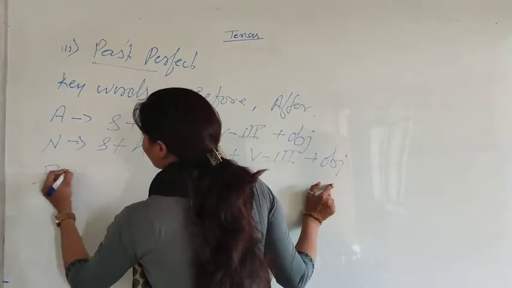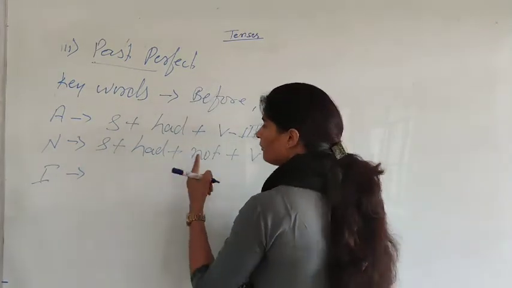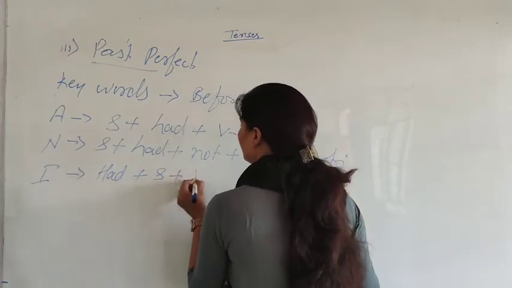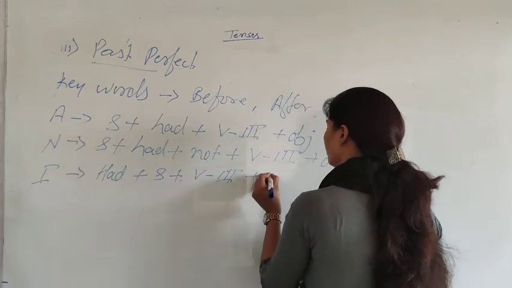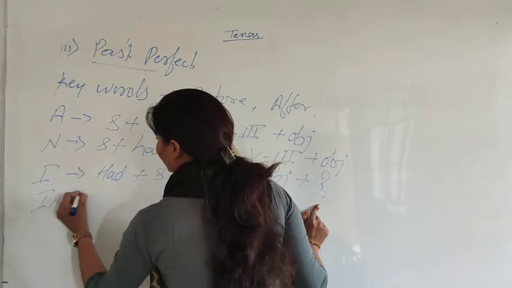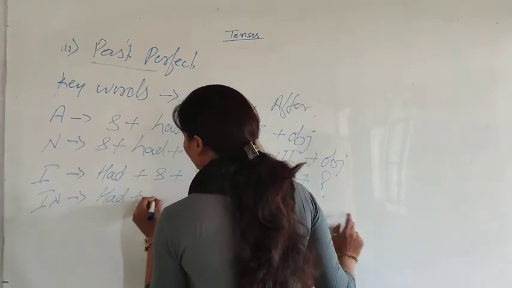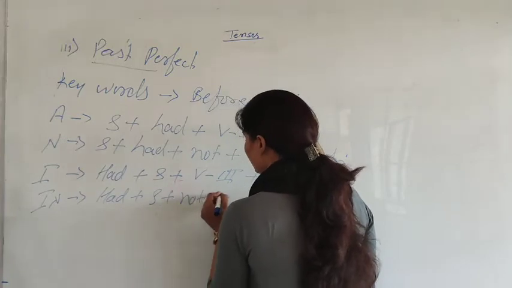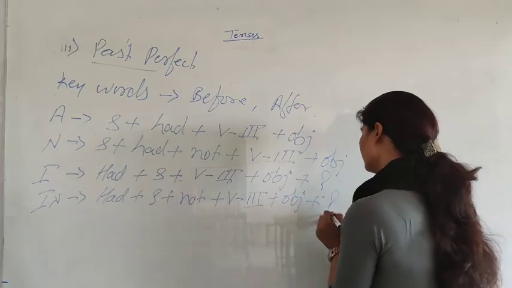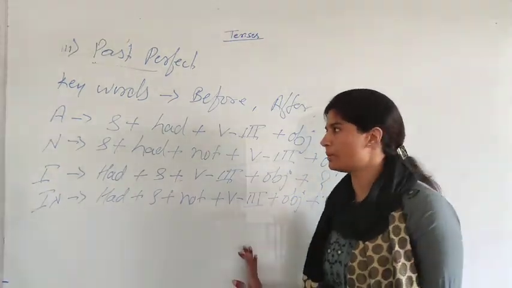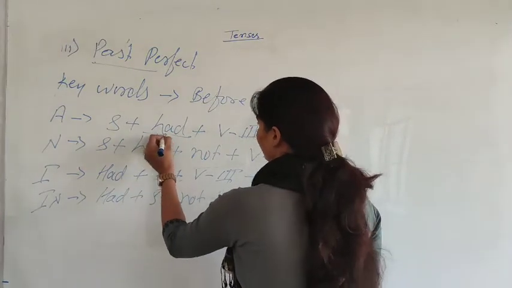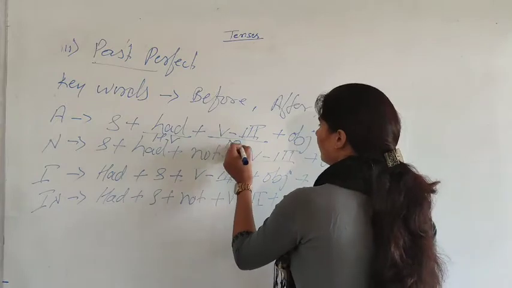Interrogative, in interrogative what we have to do, before the subject we have to put the helping verb. Our helping verb is had over here plus subject plus verb third form plus object. Don't forget the question mark. Interrogative negative is had, that is helping verb plus subject plus not plus verb third form plus object plus question mark. So this is our past perfect where the helping verb, or we can say the auxiliary verb, is had and the main verb is verb third form.